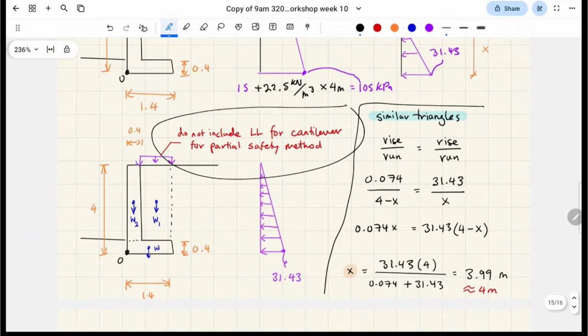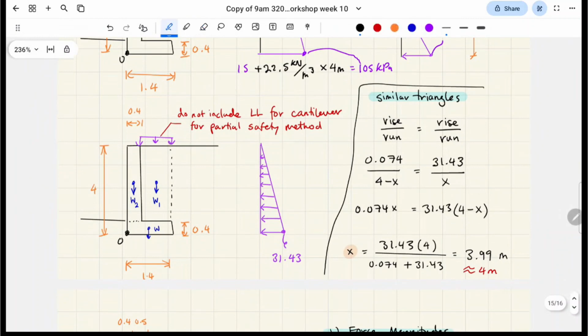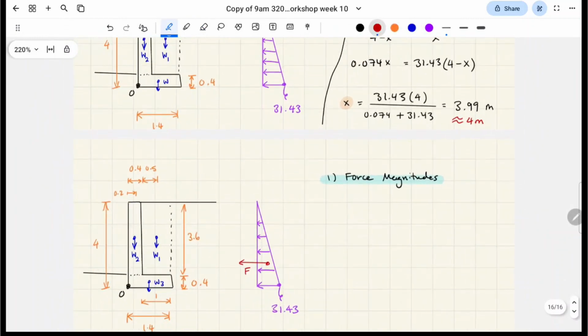So this is kind of important. For a partial factor of safety method, do not include the live load for the cantilever portion for the heel. This is because it's already accounted for in our previous design values. So it's just a difference in the method. That means we don't calculate the Q force like we did before. Just completely disregard that.